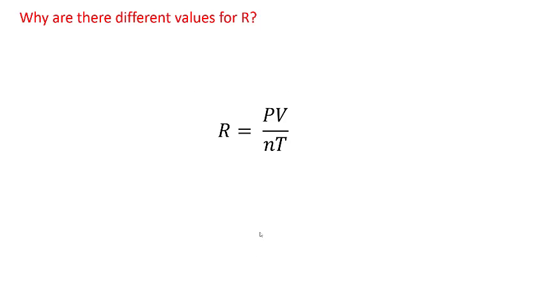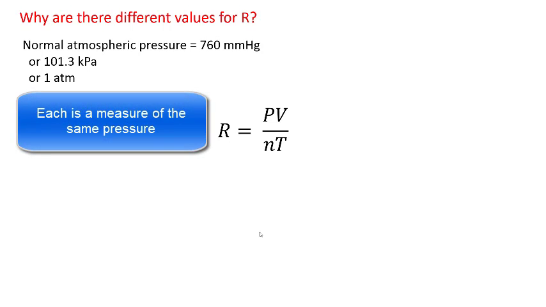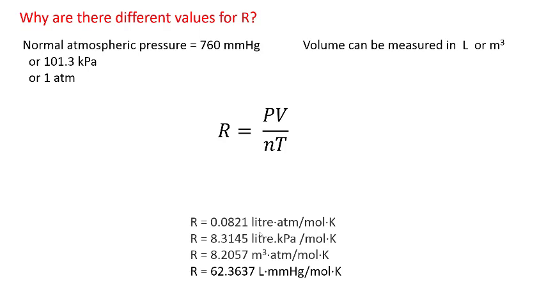So why are different values of R given? If we show the equation R equals PV over nT, we must understand that pressure can be measured in a number of different ways. Consider the case where we have 1 mole of gas at 0 degrees Celsius. We know that it would occupy 22.4 liters. Pressure may be measured as 760 millimeters of mercury, 101.3 kilopascals, or 1 atmosphere. Each of these would give a different value for R. Also, volume could be measured in liters or meters cubed. This gives us a number of values for R based on the volume unit used and the pressure unit used.